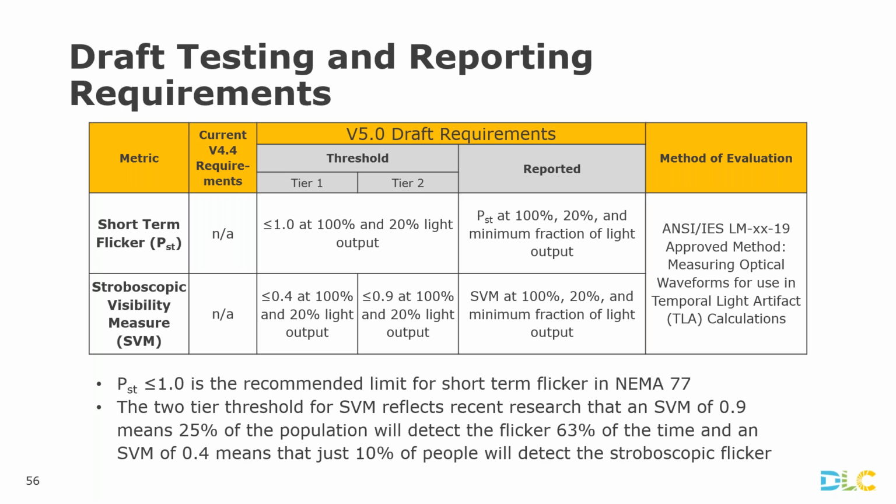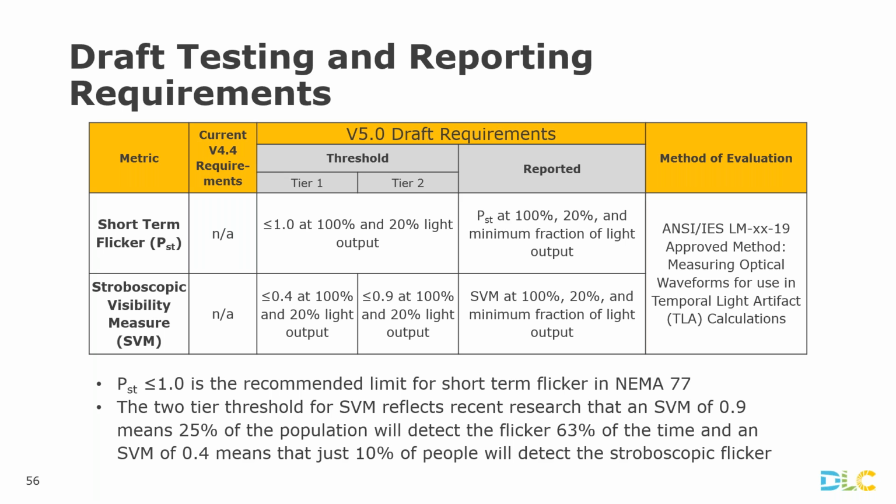The next metric is the stroboscopic visibility measure, or SVM, which we are proposing a 2-tier maximum threshold. So the lower of which is an SVM value of 0.9 or less, and the tier 1, or the more strict tier, to be 0.4 or less.